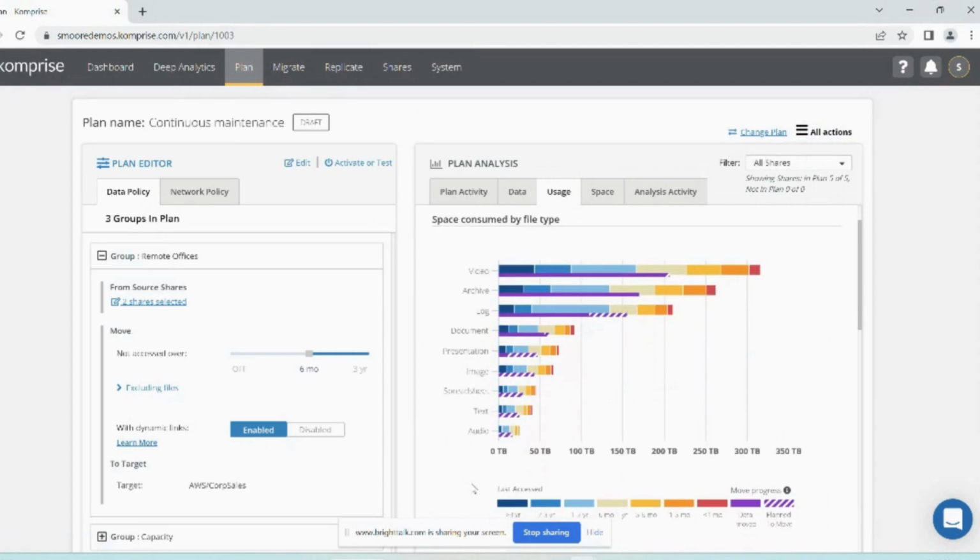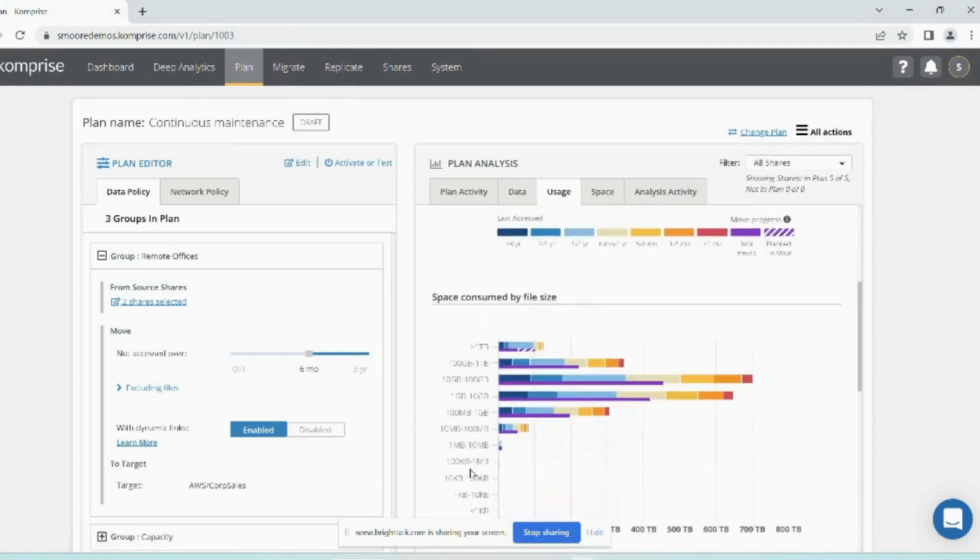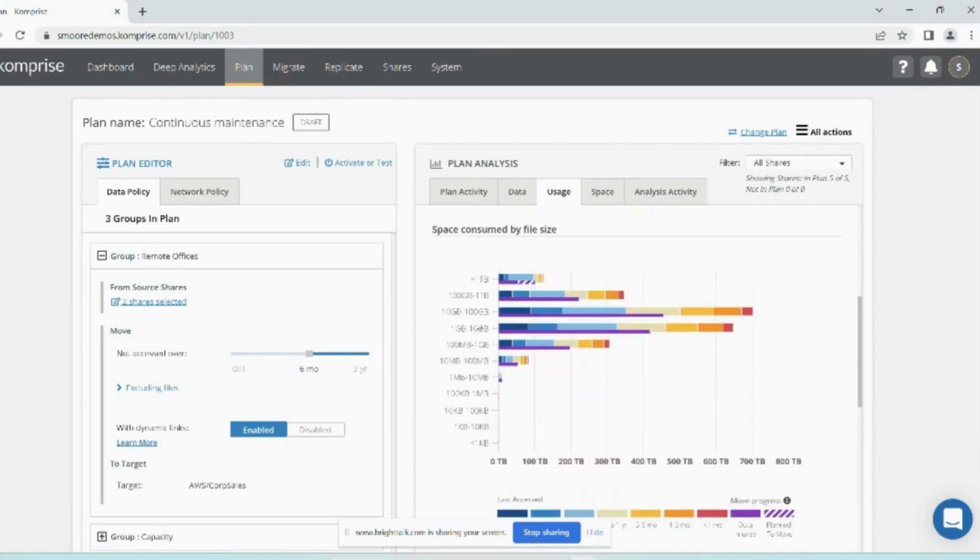Now that we understand what kind of data we have here, we can move on to figuring out file size. And this is really a key file for making several decisions about data management. First off is looking at it by file size and by capacity. So this is giving you information about the different files and the capacity that are out there.